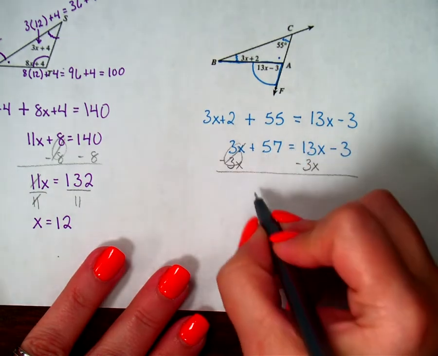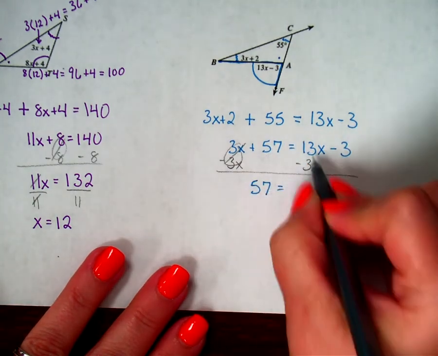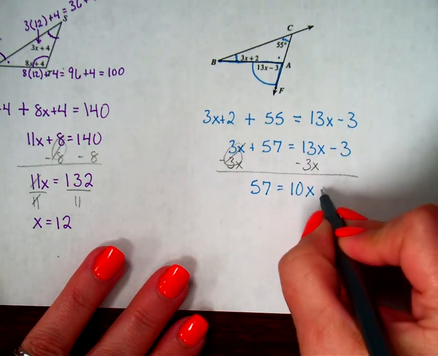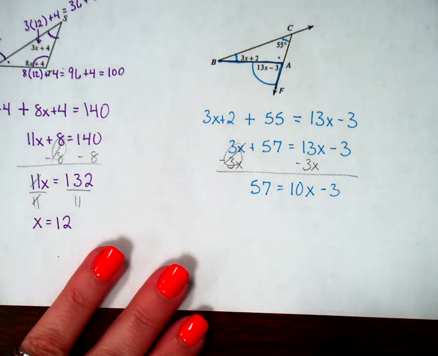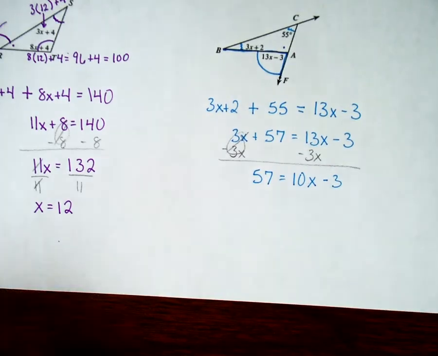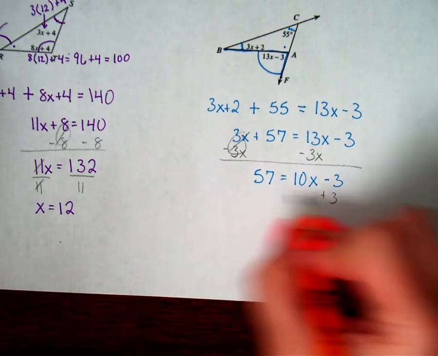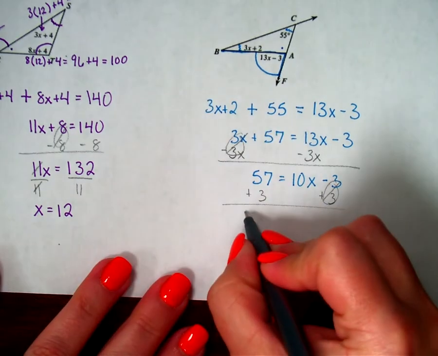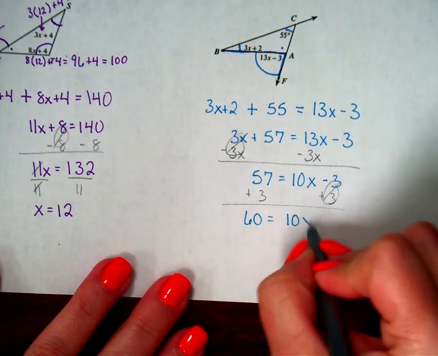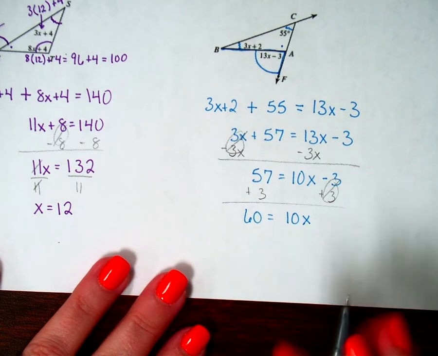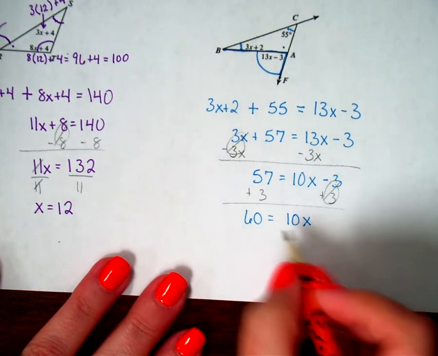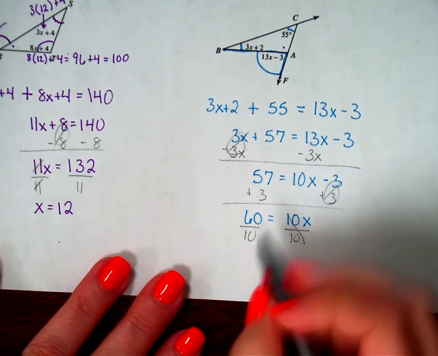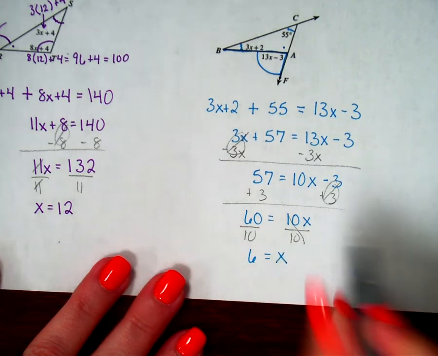0 plus 57 equals 13x minus 3 is 10x minus 3. Now I'm going to use my addition property of equality to get the 10x by itself. Plus 3 plus 3. 57 plus 3 is 60. 10x plus 3 or plus 0 is just 10x. Division property of equality. And 6 equals x.